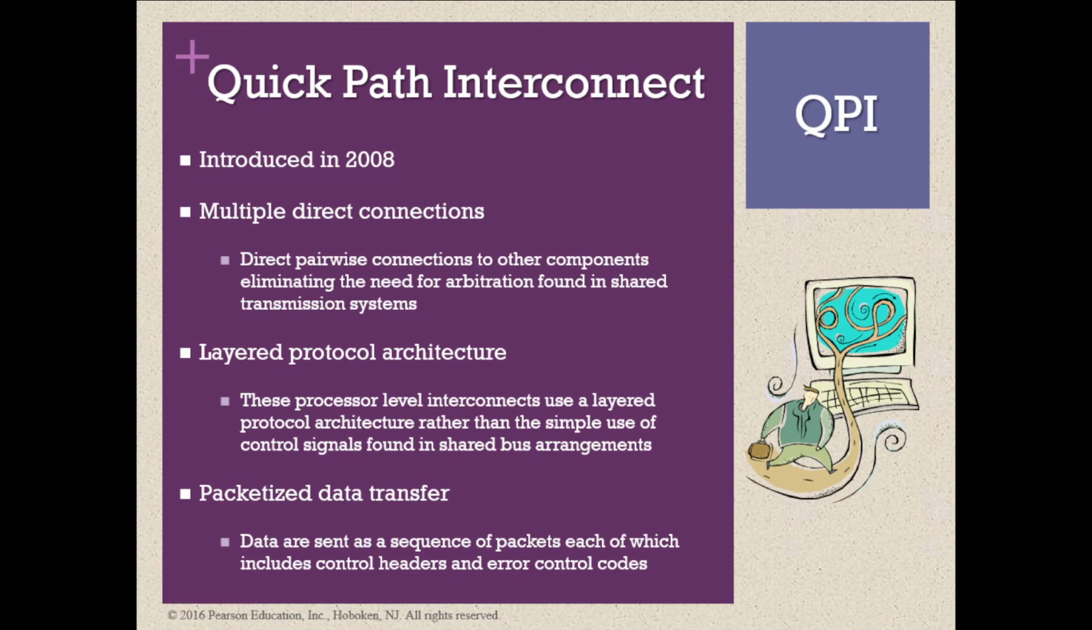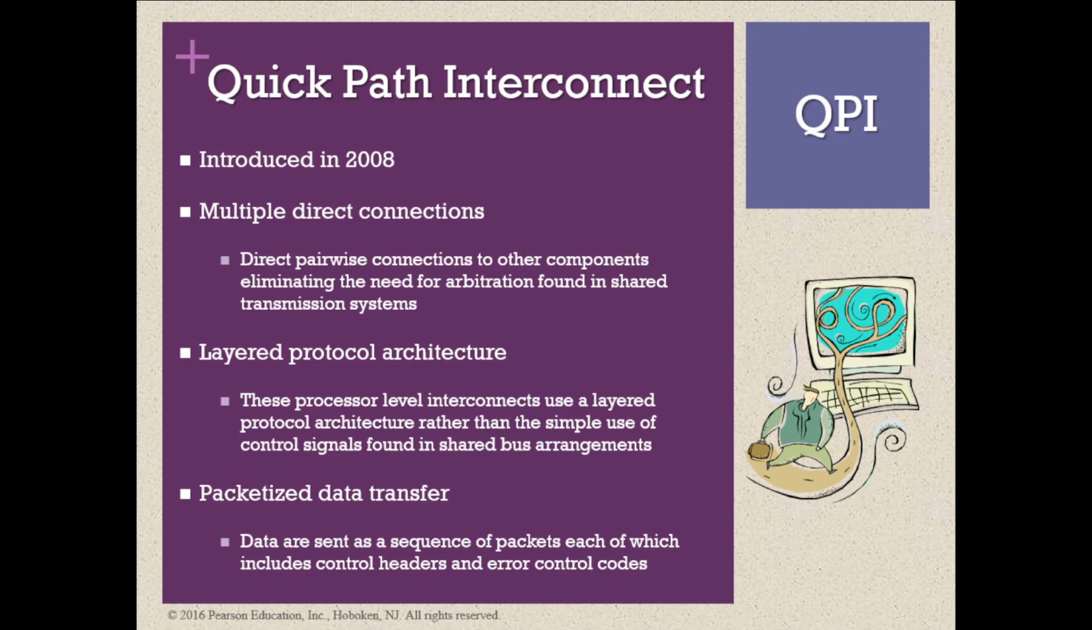Another is the layered protocol architecture. As found in network environments such as TCP/IP-based data networks, the Transmission Control Protocol or the Internet Protocol, processor-level interconnects use a layered protocol architecture rather than the simple use of control signals found in shared bus arrangements. And then we have another, the packetized data transfer. Data are not sent as a raw bit stream. Rather, data are sent as a sequence of packets, each of which includes control headers and error control codes.